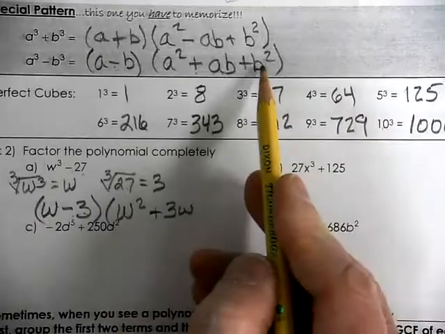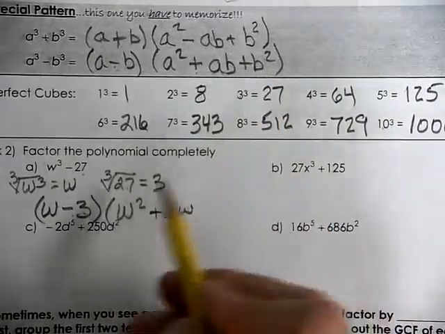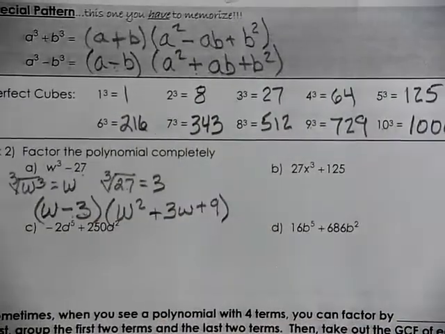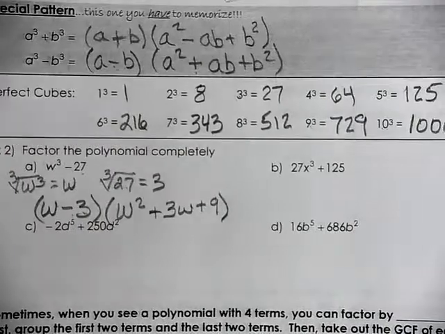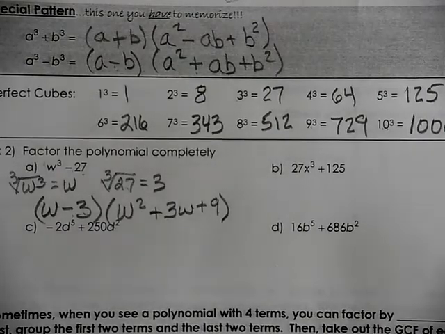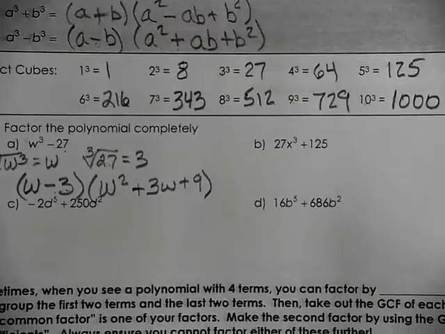3W. Then we square our last term. Plus 9. You can multiply that all together if you like to check your work. Let's move into our next one.